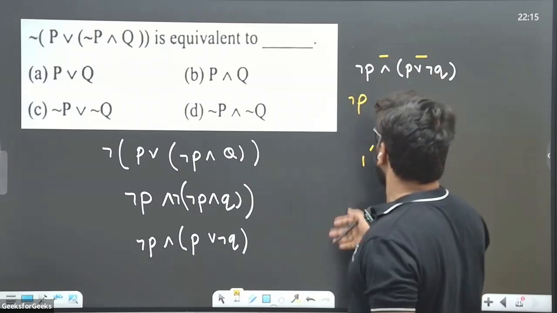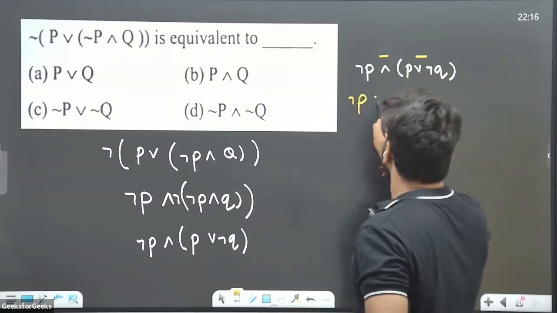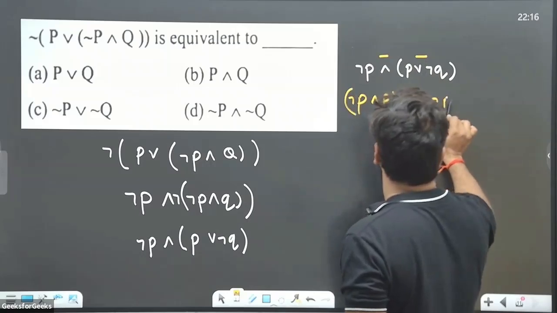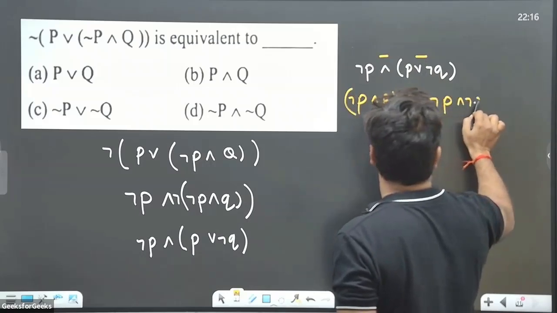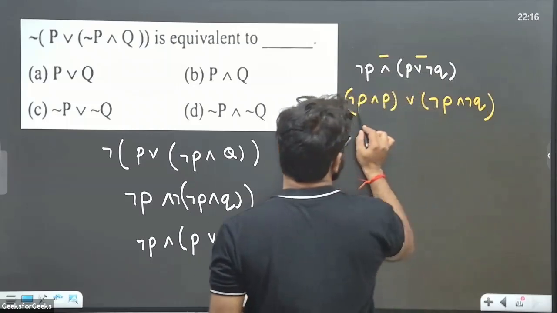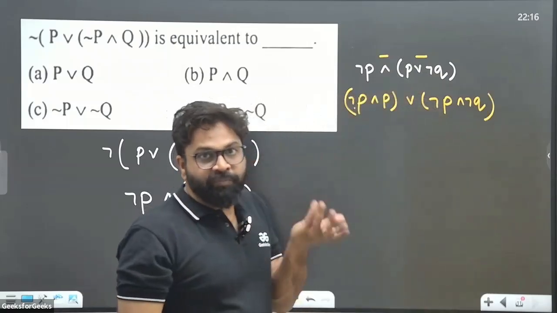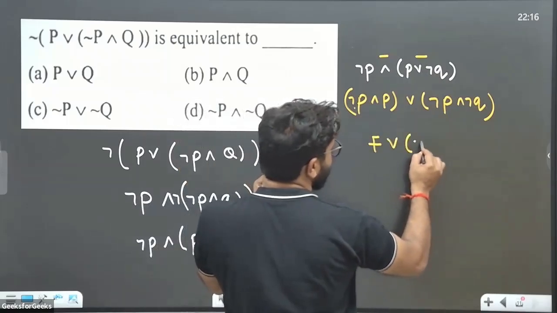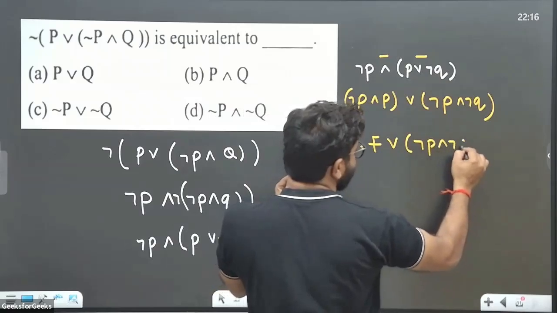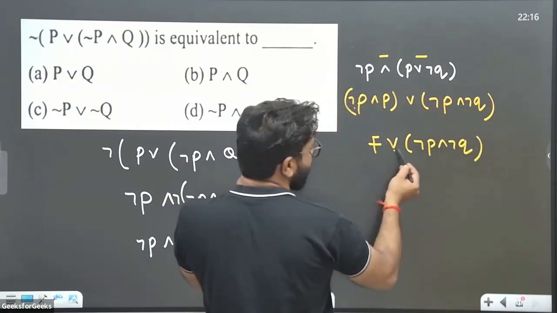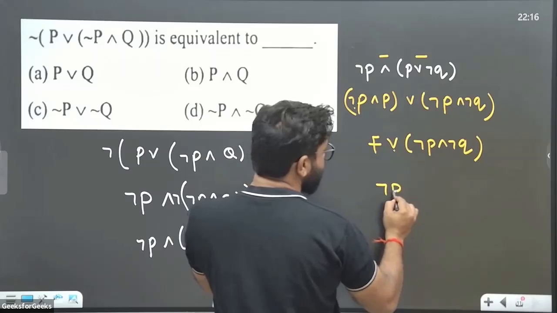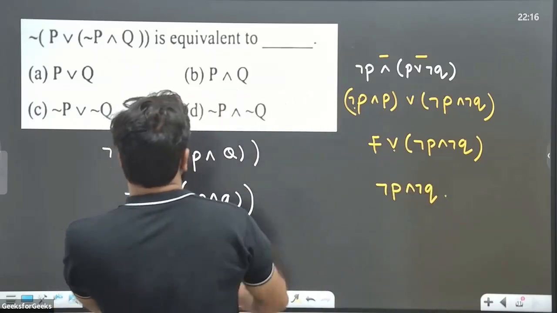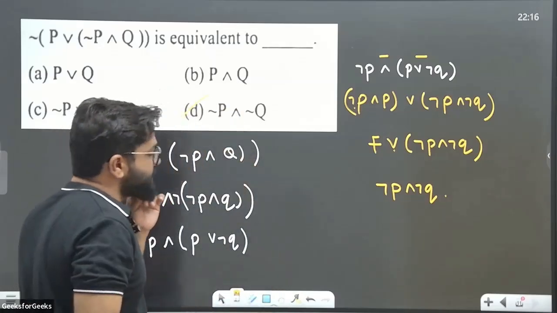Now this is negation of P and P, or negation of P and negation of Q. Now negation of P and P, one of them will always be false. So here you will get false or negation of P and negation of Q. So false or, it is totally dependent on this, negation of P and negation of Q. So option D will become the right answer.